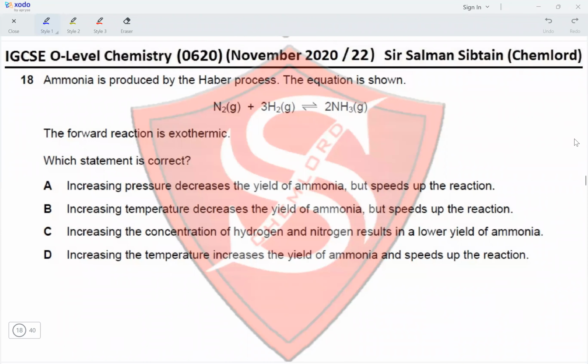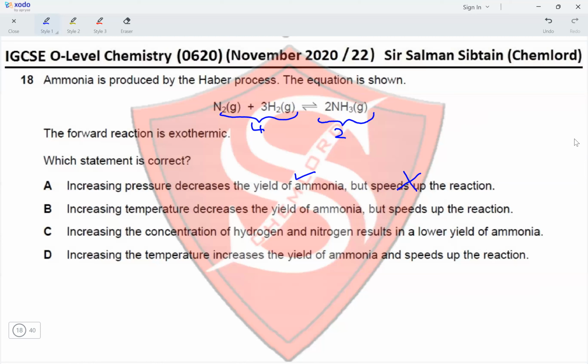Question 18. Ammonia is produced by the Haber's process. The equation is shown. The forward reaction is exothermic. Which statement is correct? Increasing pressure decreases the yield of ammonia but speeds up the rate of reaction. So increasing the pressure. An increase in pressure favors the side with the lesser number of moles. So the number of moles of reactants are 3 plus 1, 4, and the number of moles of products are 2. So increase in pressure will increase the yield of ammonia, but it will not have any effect on the rate of reaction.